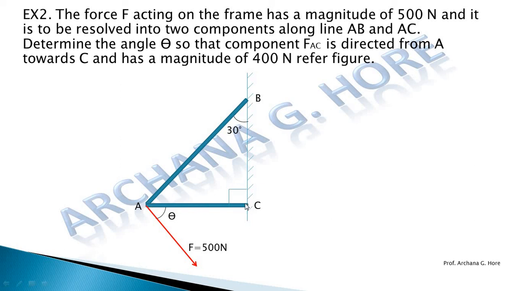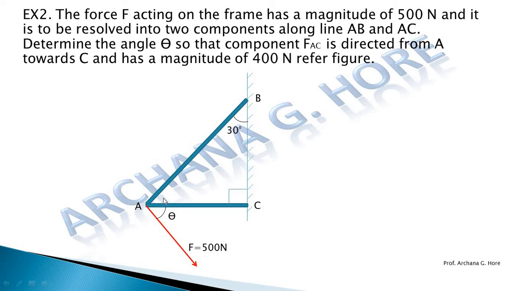Now first of all, see the angle between FAB and FAC. This is clearly not equal to 90, because here this line is 90 degree and this is 30 degree. So in this triangle, if this is 30 and this is 90, this must be 60. So this is the non-orthogonal resolution.